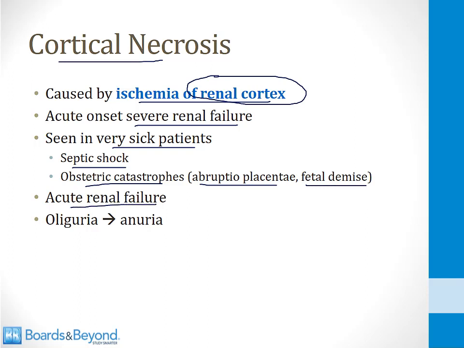It presents as acute renal failure with severe oliguria, usually leading to anuria, meaning no urine output. And once again, that's because in the cortex you find the glomeruli, so if you destroy your glomeruli, you're not going to make any more urine.